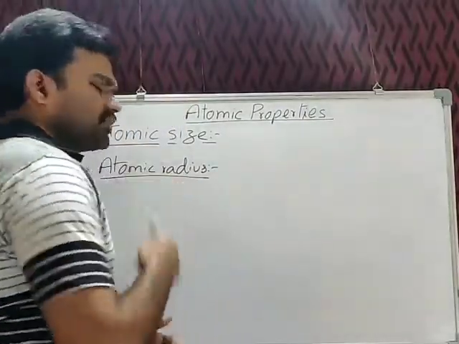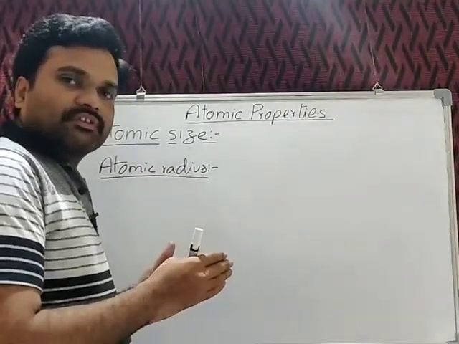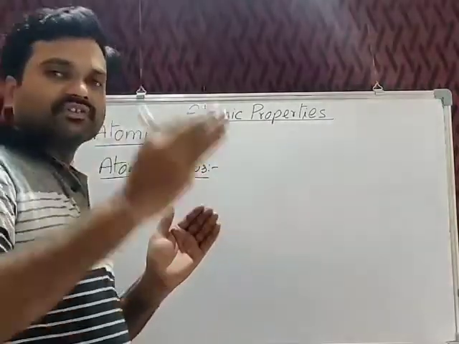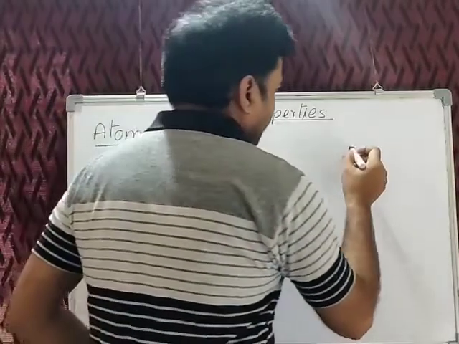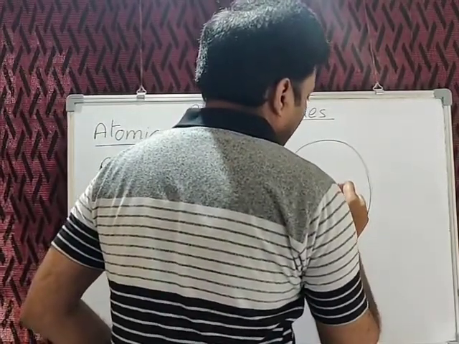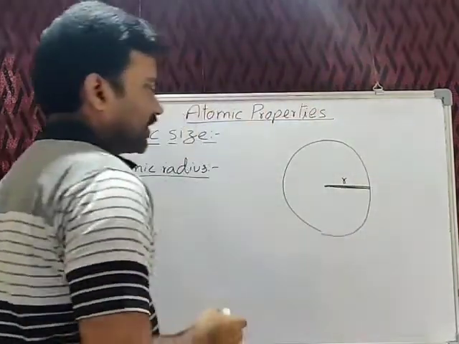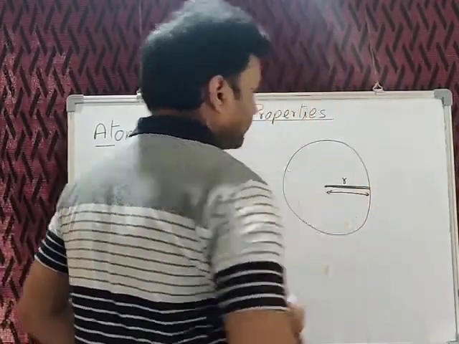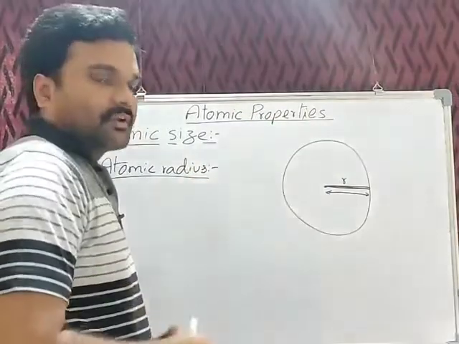So let us see what this atomic radius is. The distance between the nucleus and the outermost orbit of an atom is considered as the atomic radius of that atom. Suppose we consider this is an atom. From the nucleus to the outermost orbit of that atom is considered the radius of that atom. This distance is called the atomic radius. Based upon the atomic radius, you can calculate the size or volume of that atom.